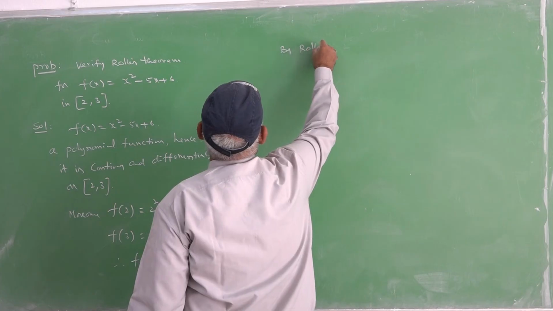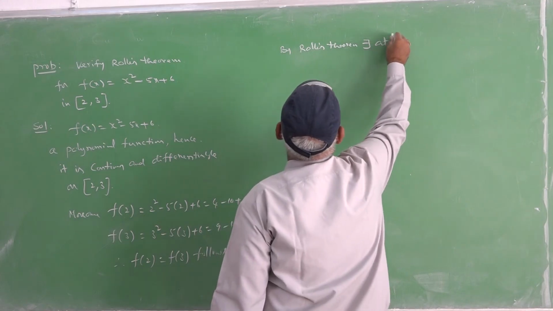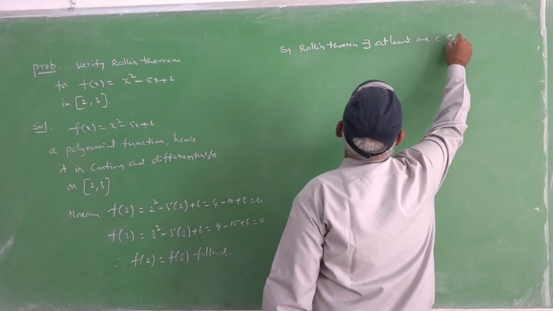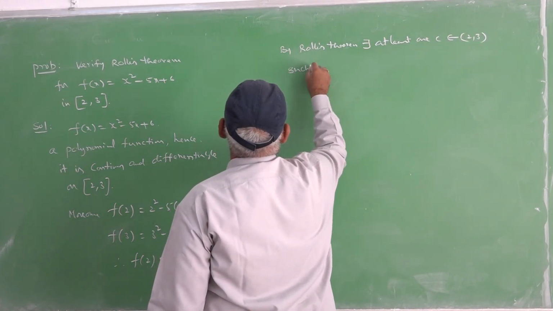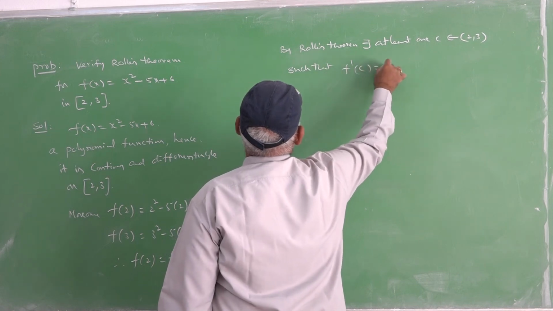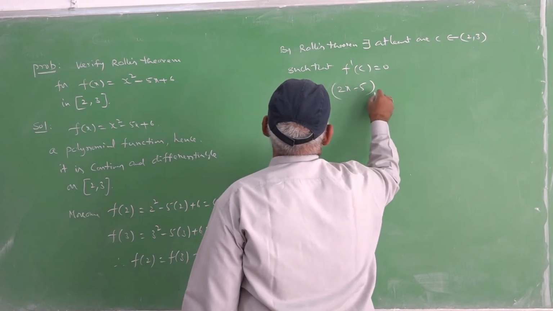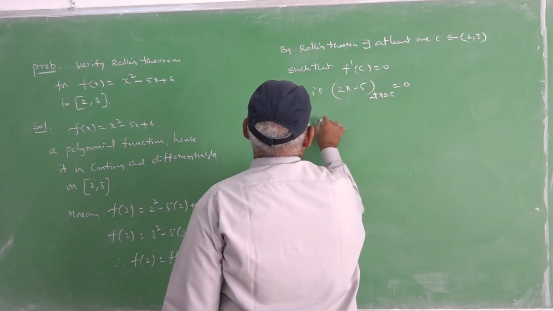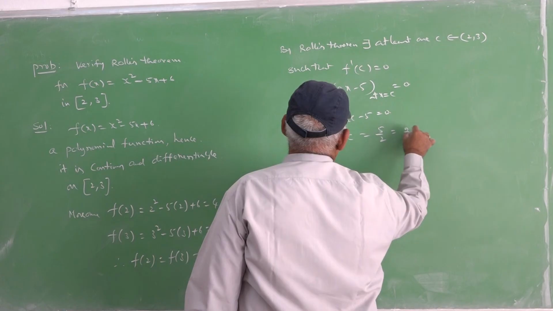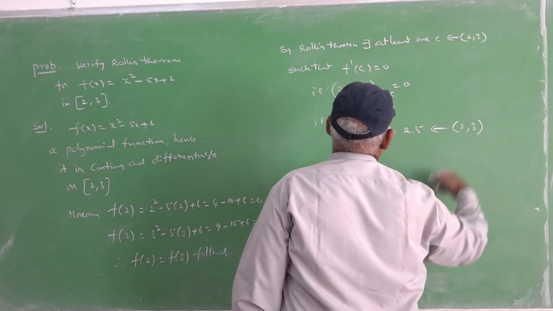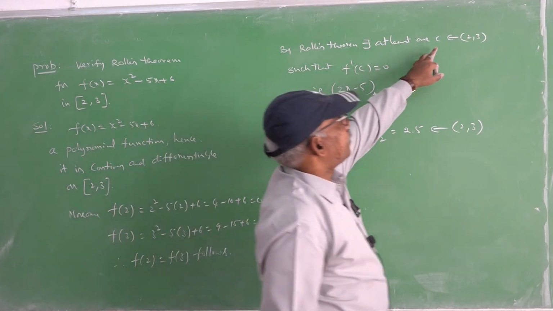So, by Rolle's theorem, there exists at least one C that belongs to 2, 3, that lies between 2 and 3, such that f dash C equal to 0. f dash C means 2x minus 5 at x equal to C is 0. That is 2C minus 5 equal to 0, C equal to 5 by 2, 2.5. It belongs to 2, 3 clearly. 2.5 lies between 2 and 3 itself.